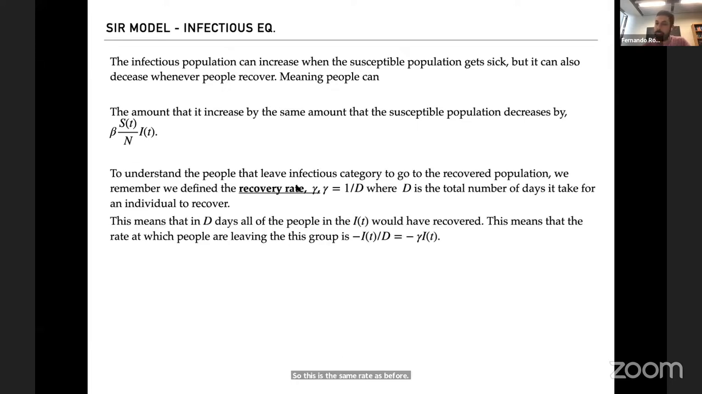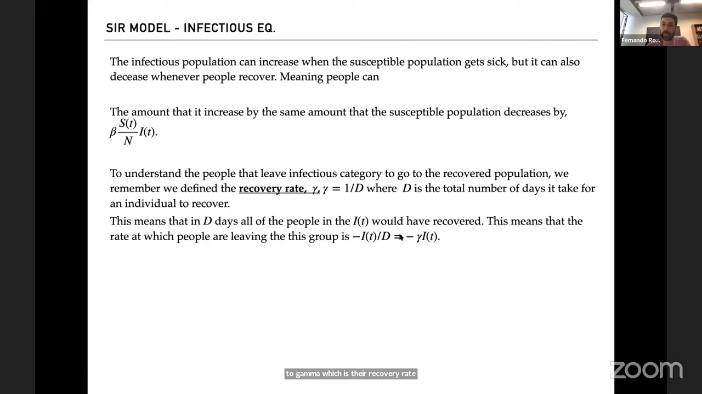And now we have to think about how the infectious people recover over time. Okay, so if gamma is the recovery rate, which is the inverse of the average number of days that it takes for an individual to recover, then we have to see that the rate at which the infected people are leaving the group will be basically, if you let T days pass, then the number of people would have decreased by this factor here. Okay. So in short, the infectious population will be decreasing with a factor of minus, because they're recovering, and proportional to gamma, which is the recovery rate.